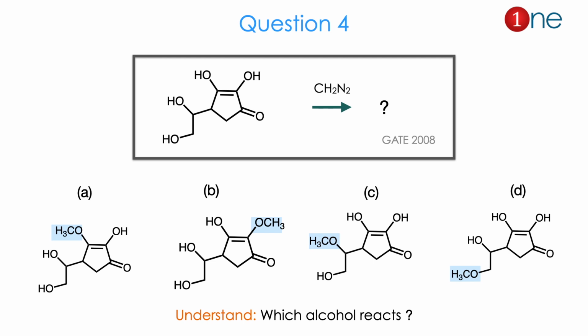Then question number 4. The starting material is a 5-membered ring which has a conjugated ketone and many hydroxy groups. You are using diazomethane. You have 4 different products where all the products are methylated, whether the first oxygen is methylated, or the second, or the third, or the fourth. The 4 possibilities are given as 4 answers. So CH2N2 plays the role of a methylating reagent here. The question is simply about which alcohol is reacting. The answer is A. Let us see how.